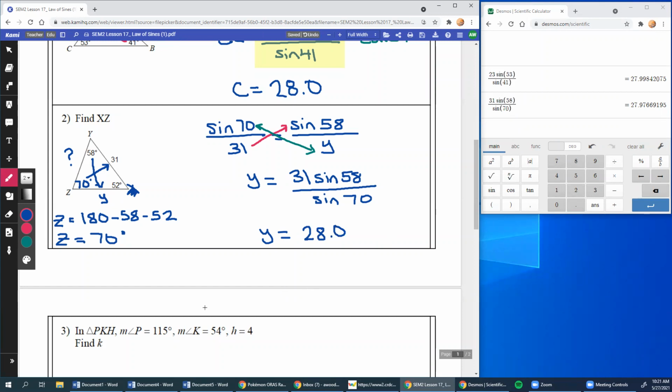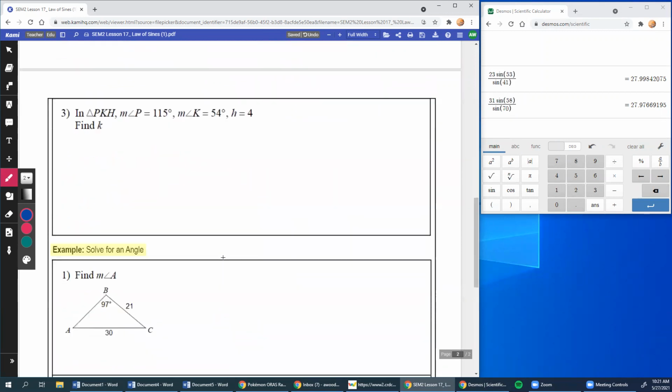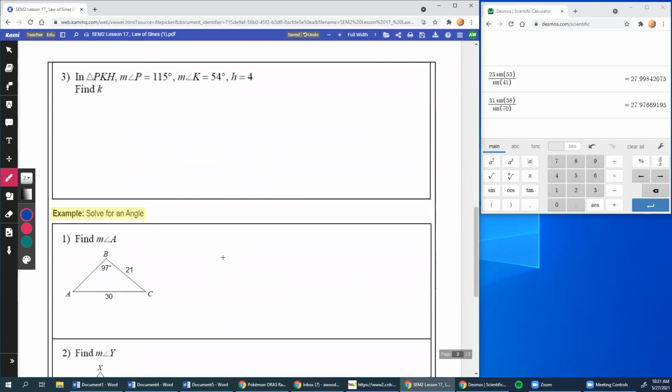All right, we have one more side problem before we get to angle solving. But this one, as you can see for number 3, we don't have the triangle drawn for us. So we have to draw the triangle. Please note, I am not drawing these triangles to scale. I just draw a basic non-right triangle. Draw it however you want. These are not drawn to scale.